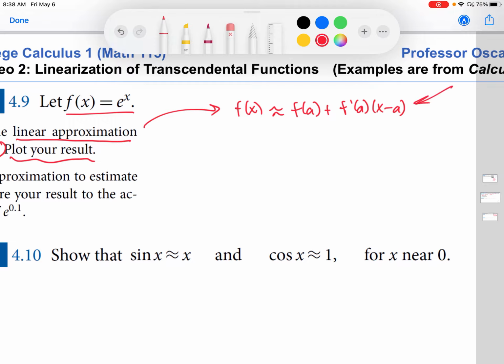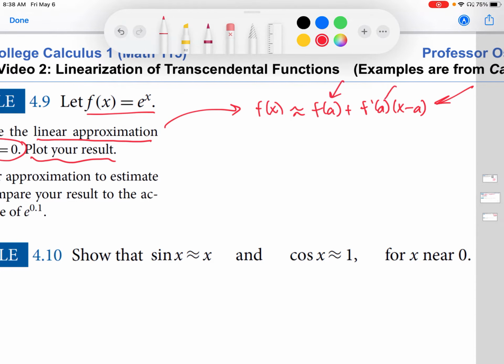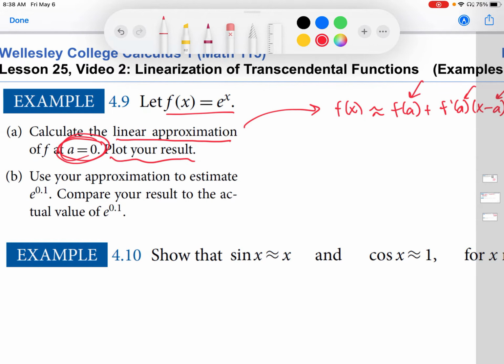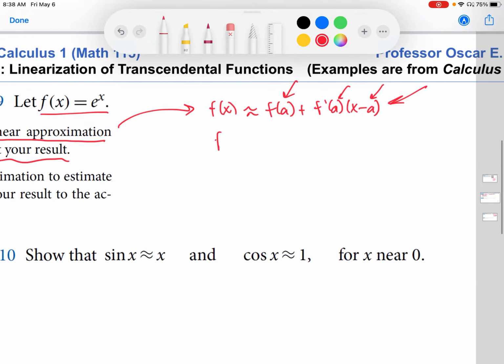And this is really what we're going to use for both of these examples and all of its subparts in this video. Great, so we need an a value to actually calculate this linear approximation. So that's given to us here, a equals 0. So I'm going to write over this approximation with a equals 0 and then follow what the math tells me to do. So I need two pieces of information, f of 0 and f prime of 0.